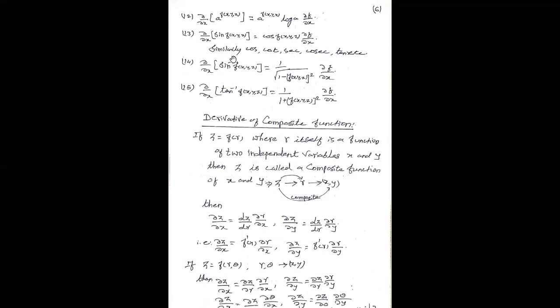And similarly, cos, cot, sec, cosec, tan. You just replace this by cos and the corresponding values, and you get the corresponding derivatives. Now this is the first order partial derivative of sine inverse. Sine inverse is 1 upon root of 1 minus x square, and then delta f by delta x. Now this is tan inverse. Tan inverse is 1 upon 1 plus x square, delta f by delta x.